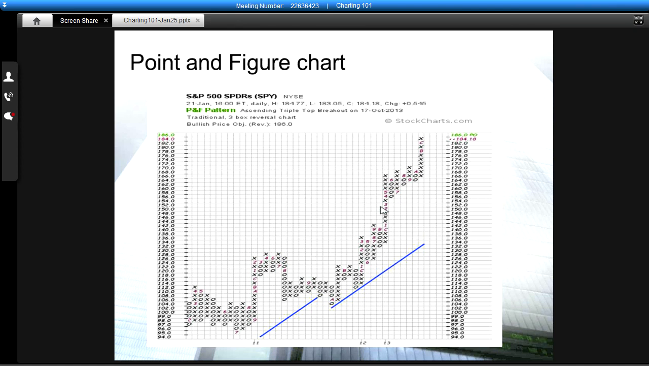So those are some of the common stock charts available. Does anybody have any questions at this time before I move on? All right, looks like everybody seems to say no.